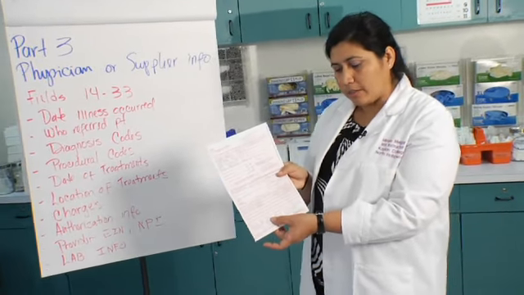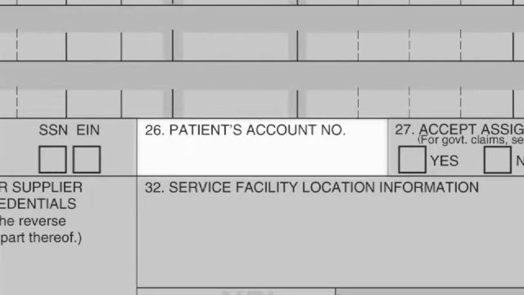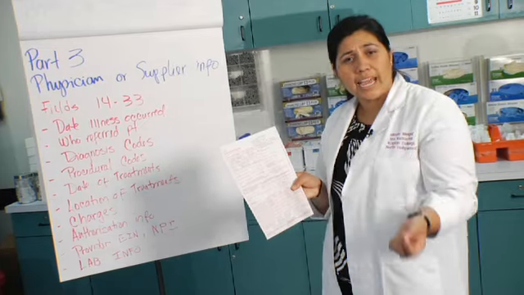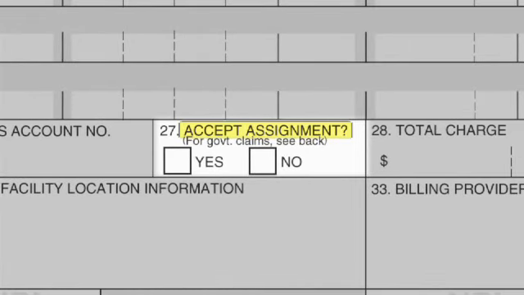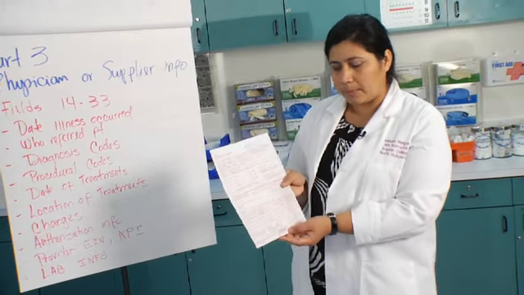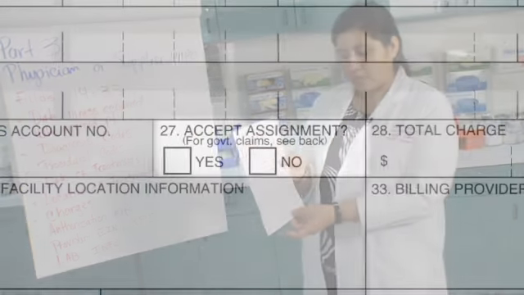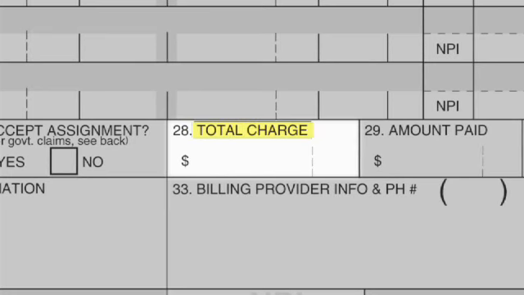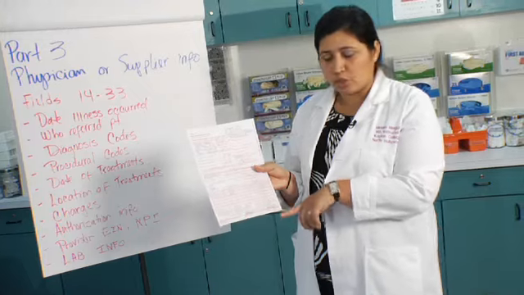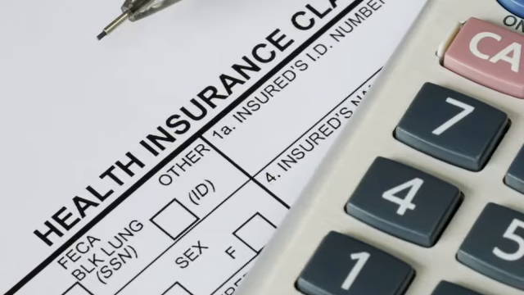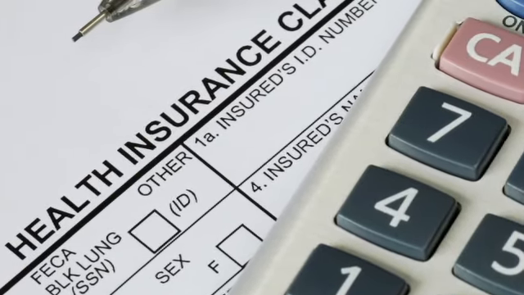We also have field 26. That's the patient's account number. If the patient has an account number at the doctor's office, you can write that in. That is just for your information. Number 27, accept assignment. That's a yes or no. If the physician accepts assignment, it's going to say yes or no. Number 28 is the total charges from lines 1 through 6. The computer automatically should be adding that. If you have to do this manually, please be sure you use a calculator.